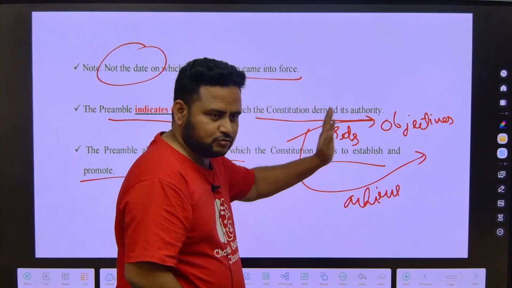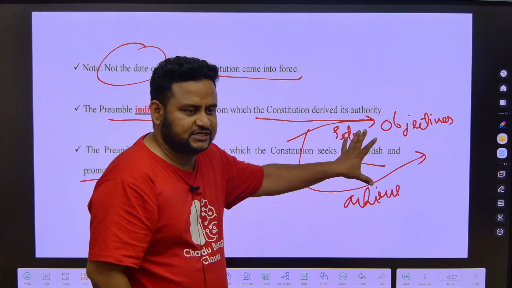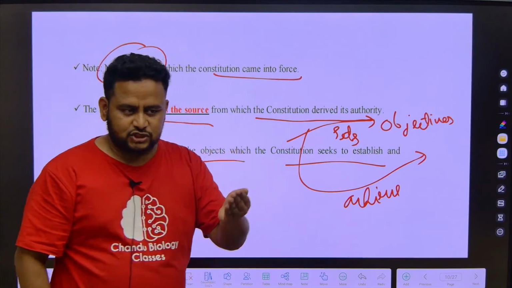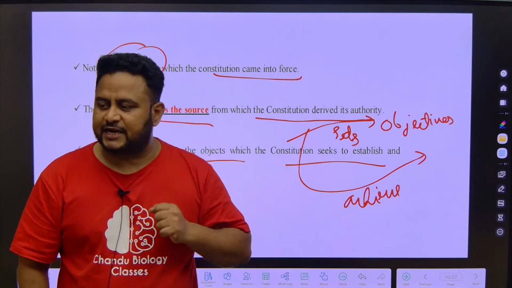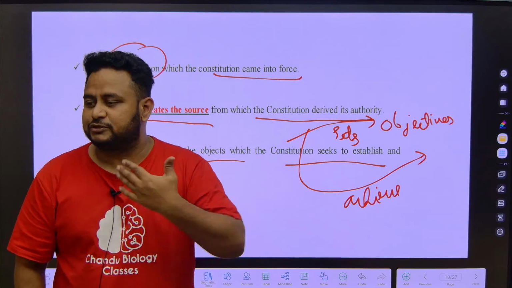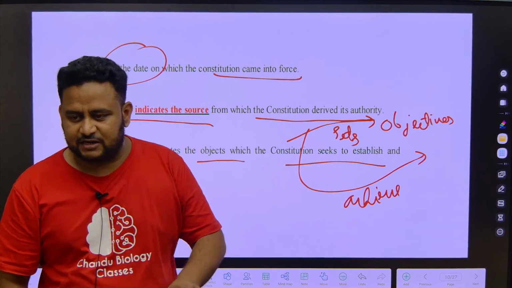Who is setting the objective? Preamble only. It is only trying to achieve. That is also mentioned in the preamble. Understood? What should be the objectives is also told by the preamble, and it will only try to achieve the objectives. How it should be achieved, that is also told by the preamble itself.